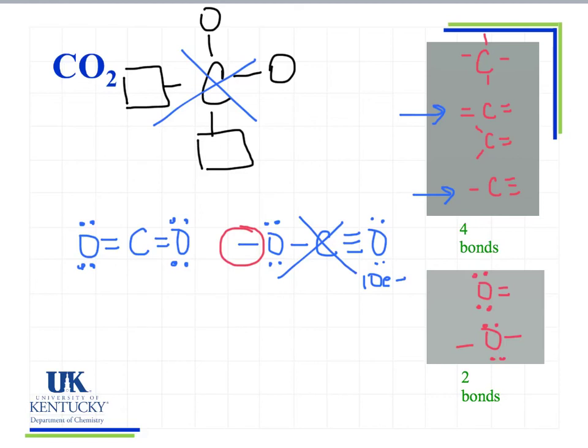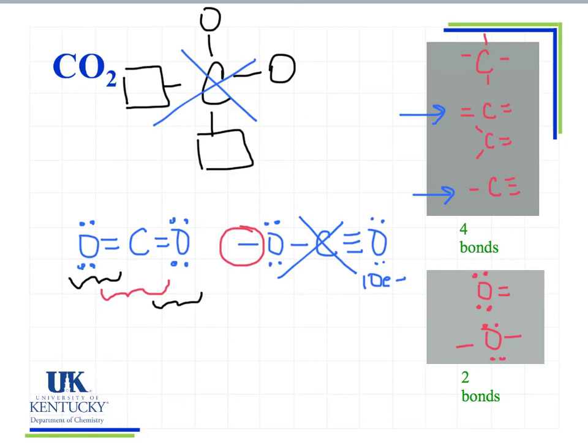Then we can check the number of electrons around each atom. So I look at the oxygen. I see my 8 electrons, 2 non-bonding pairs, 2 bonding pairs for a total of 8 electrons. Then I can look at my carbon, and I see I've got 4 bonding pairs of electrons. That gives me 8 electrons around the carbon, so carbon is happy. And then I look at the electrons around the oxygen. I have 2 pair bonding and 2 pair non-bonding for a total of 8 electrons.